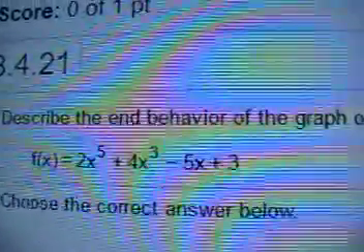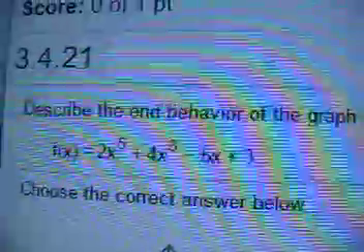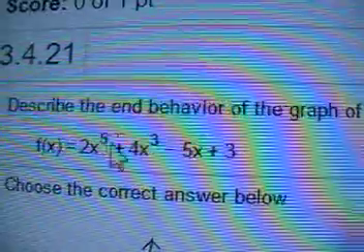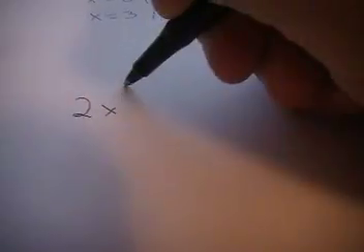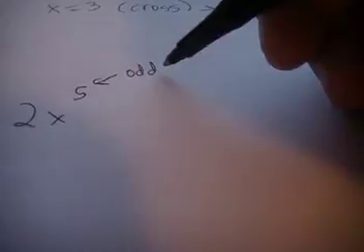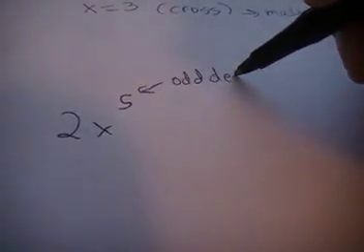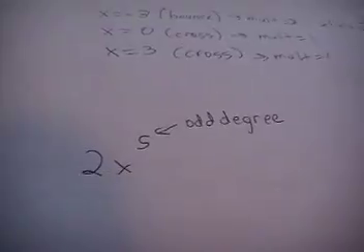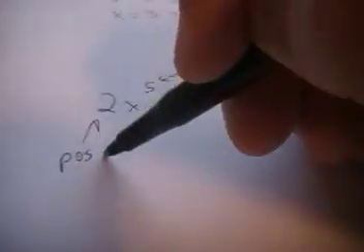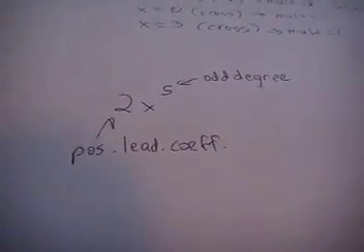And it can be told from, if you look at the polynomial and find the highest exponent, that's the whole key thing, the highest exponent, the other stuff doesn't matter, 2x to the 5th tells me everything about the end behavior. The 5 is an odd exponent, and the highest exponent in this form is the degree of a polynomial. This is an odd degree polynomial, and it's got a positive 2 in the front. This is called a leading coefficient. A leading coefficient is the number attached to the highest exponent.